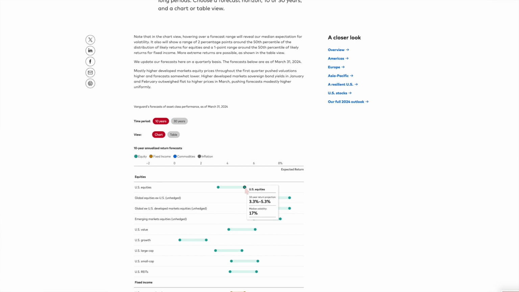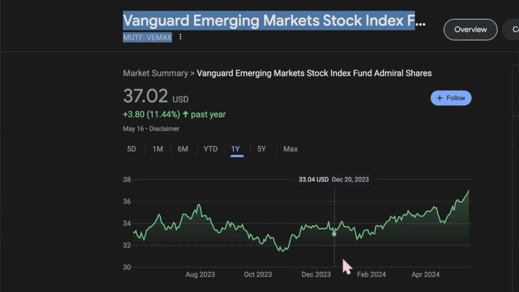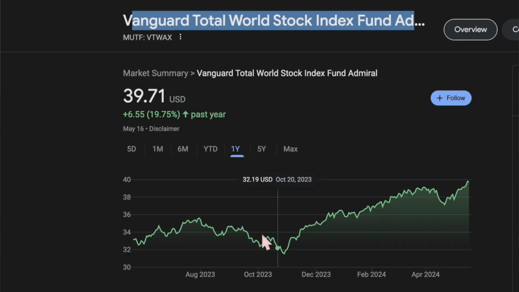So, as you consider which stocks and funds to hold, you can also look beyond the S&P 500 and look at some international and emerging market index funds. For example, VEMAX, which stands for Vanguard Emerging Market Stock Index, comprises emerging market companies from India, China, Taiwan, and a few others, or the Vanguard Total World Stock Index Fund, which has many other companies.